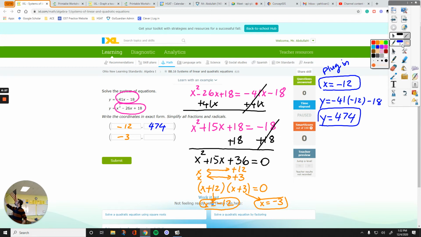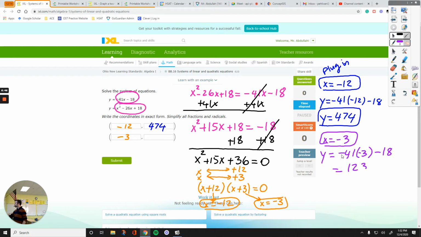What about the other value? What about x equals -3? Let's just plug this in. So the equation becomes y equals -41 times -3 minus 18. If I multiply these two, I get 123 minus 18 is 105. So the y value in that case, if I plug in -3, would be 105.